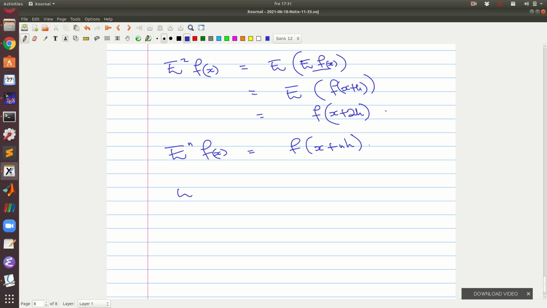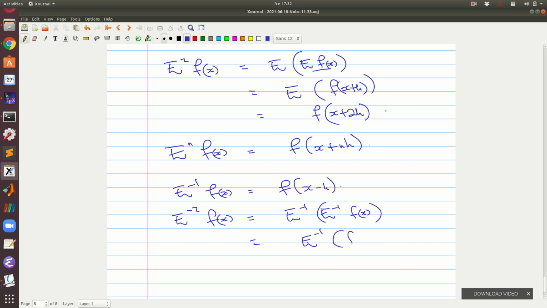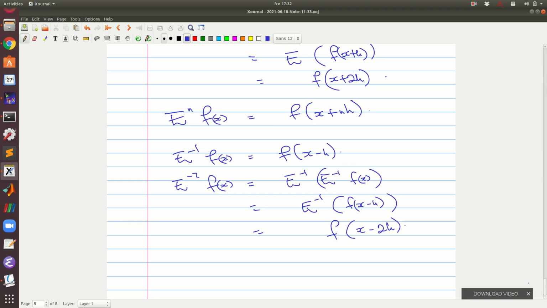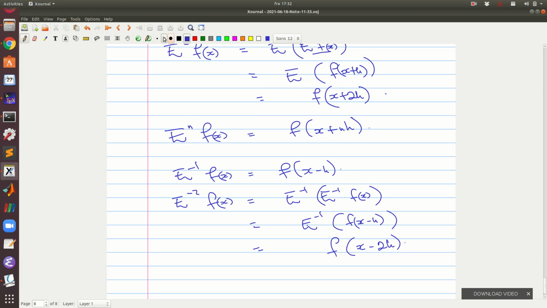The inverse shift operator is just the opposite. It gives us the value of the function before. So if we want this inverse shift operator, we can say that it is the inverse shift of f of x, which is f of x minus h, and then the value before f of x minus h is simply going to be f of x minus 2h.